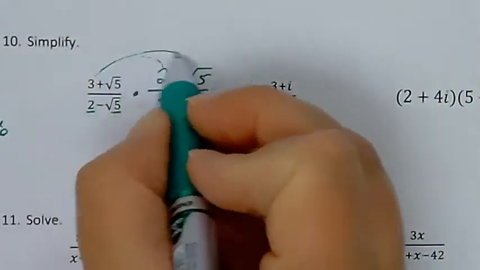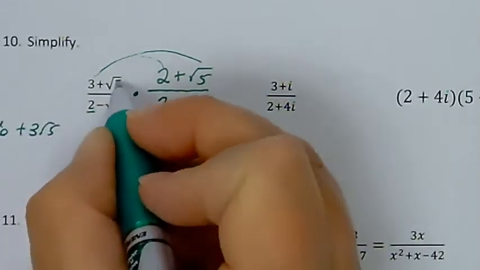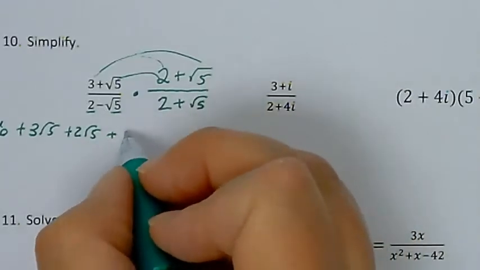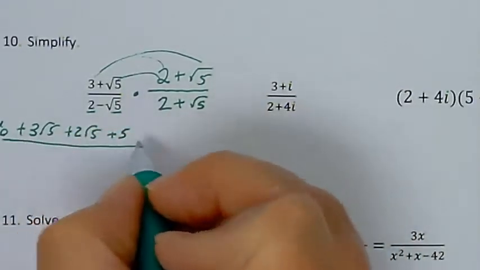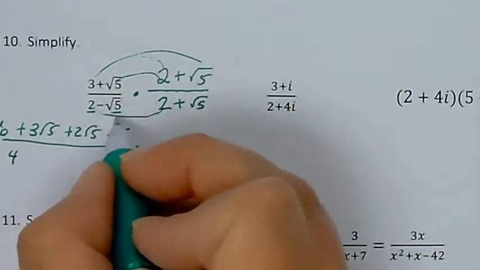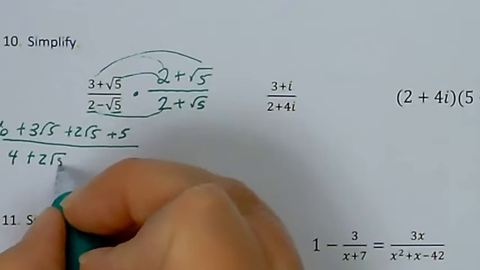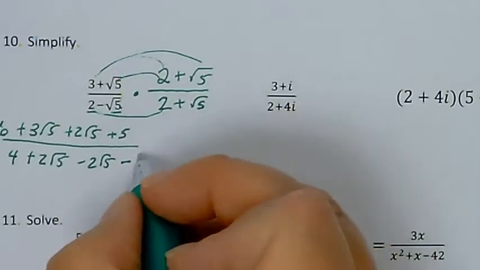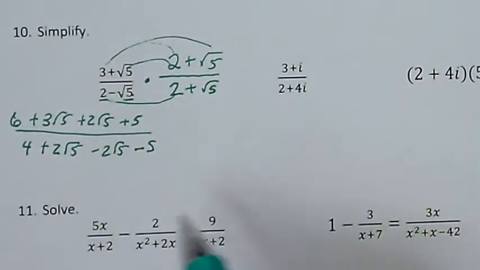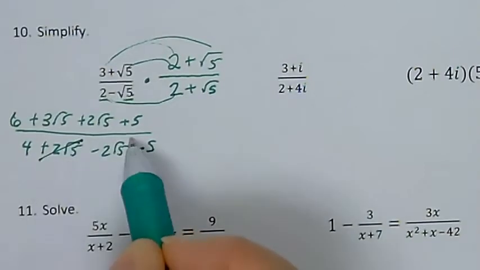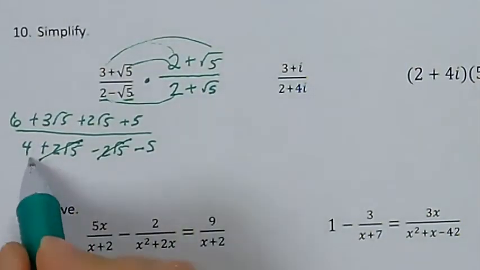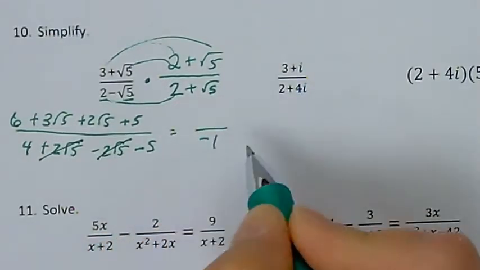This would be 6 plus 3 square root 5 plus 2 square root 5 plus the square root of 5 times the square root of 5, which is the square root of 25, which is just 5. And on the bottom, 2 times 2 is 4. This would be plus 2 square root 5 minus 2 square root 5 minus the square root of 5 times the square root of 5, which is just 5. So what you can notice is that the positive 2 square root of 5 and the negative 2 square root of 5 cancel. That's why we multiply by the conjugate, so we can get rid of the radical on the bottom of the fraction. So 4 minus 5 on the bottom would be negative 1.